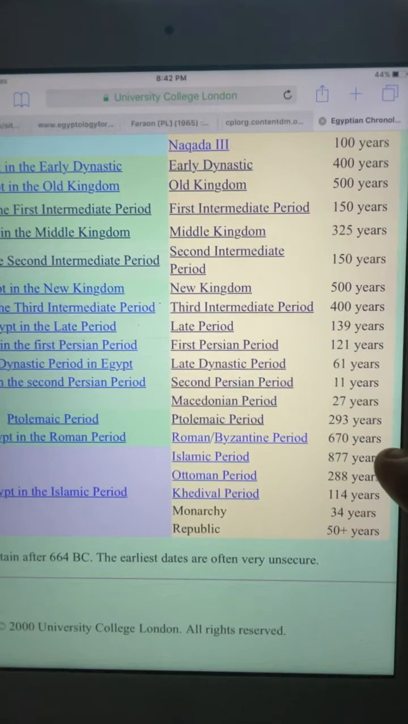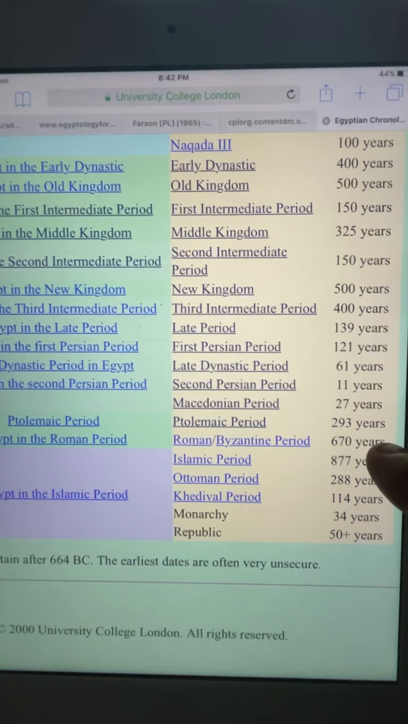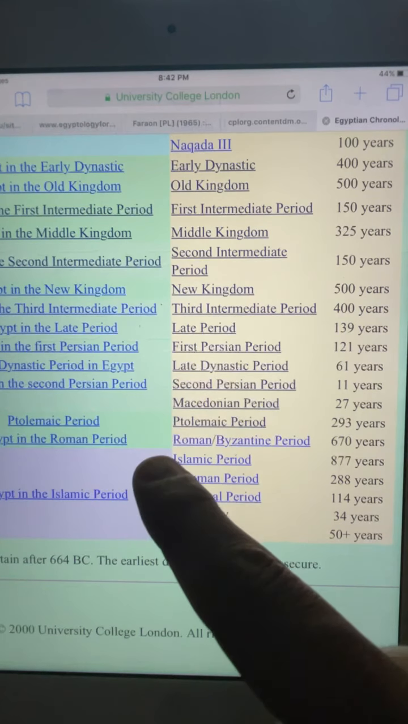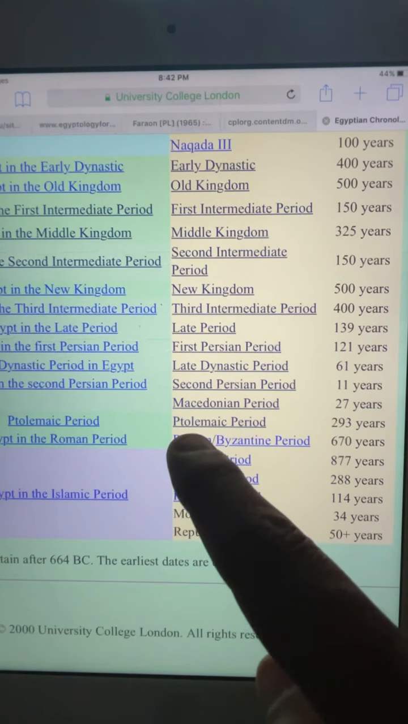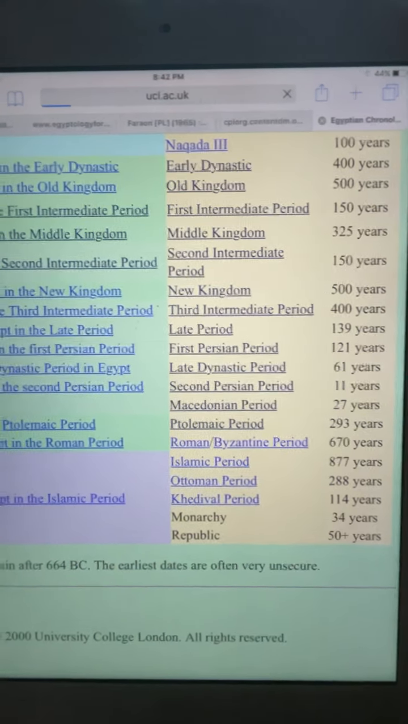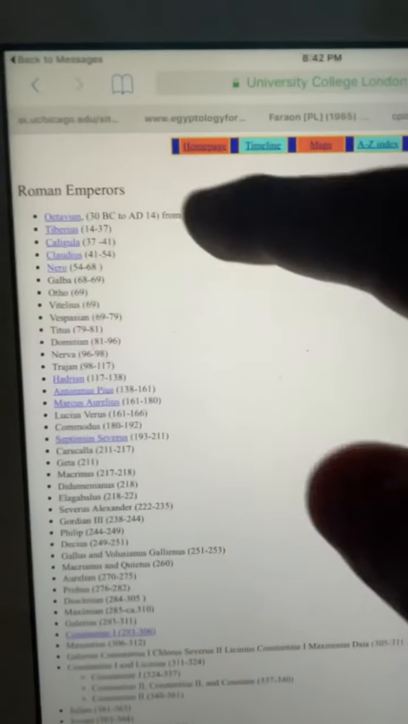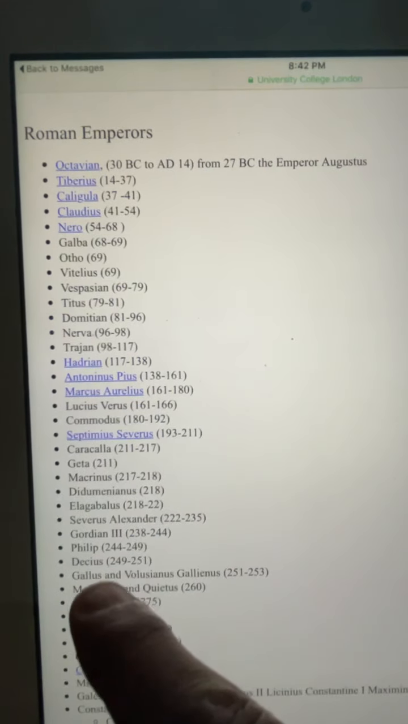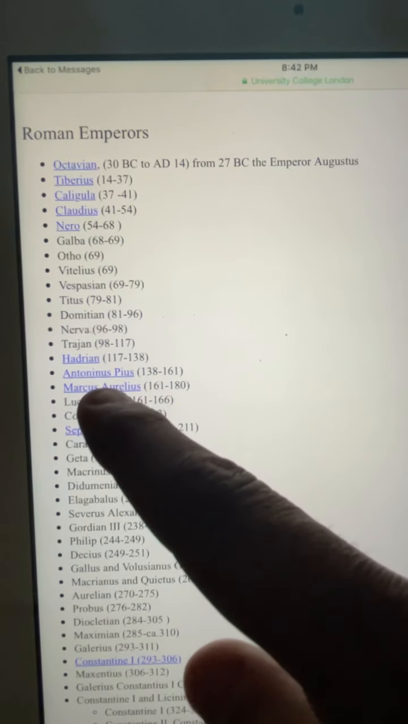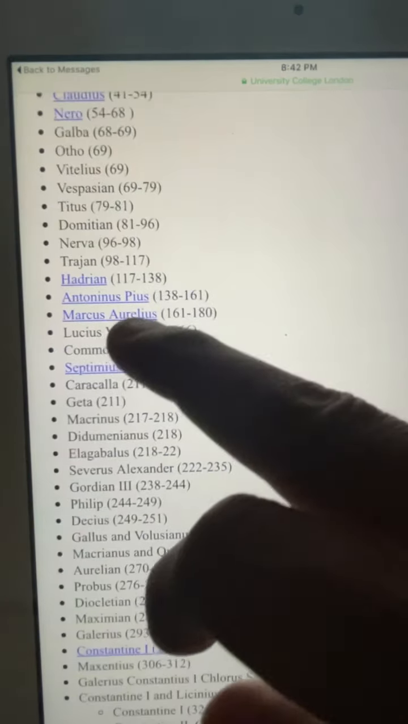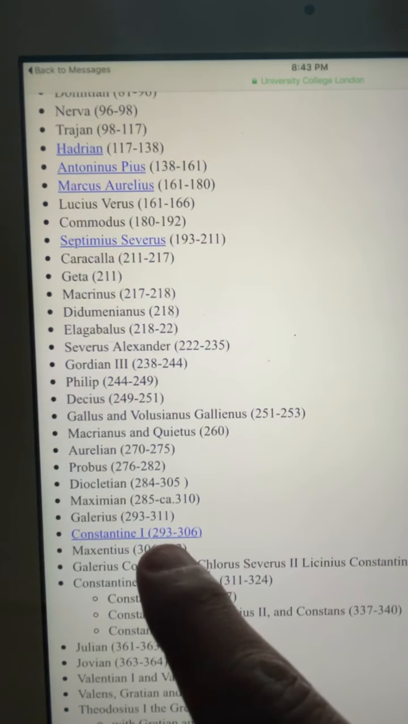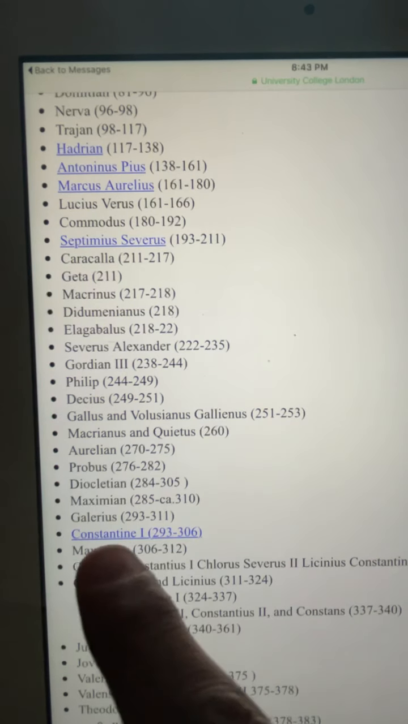Now we have the Roman and Byzantine period, the second longest reigning power of Egyptian history. The Romans, in a nutshell, are ruled by Octavian. He was the first. And then by the time of Constantine, I'll just show it to you guys quickly, you can see all the rulers of Rome by this time. And by the time you get to one of my favorites, Marcus Aurelius, there are some great books to read on him, the Meditations. And then when you get to Constantine, this is when Christianity becomes the state religion.